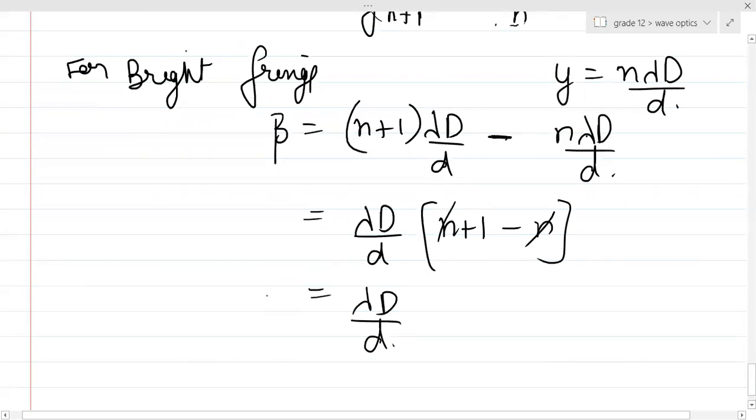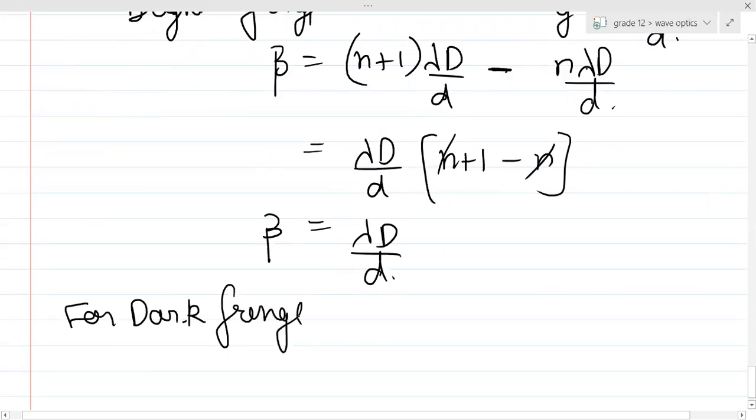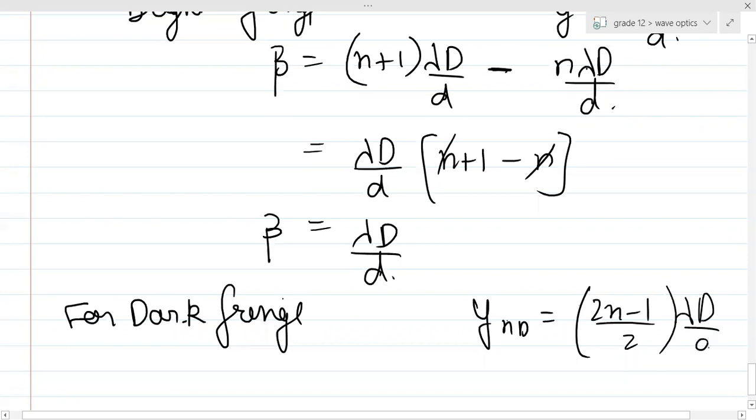Lambda D by d. This is for a bright fringe. Same thing you can do for a dark fringe as well. For a dark fringe, we know the position of the nth dark. Guys, what is the position of the nth dark? It is (2n minus 1) by 2 into lambda D by d.